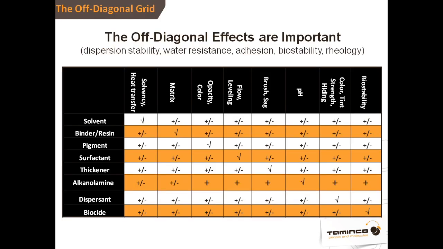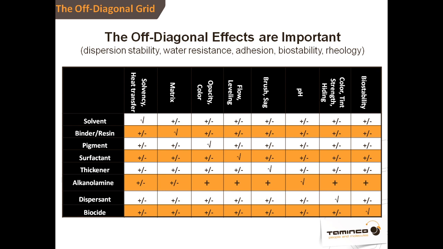So we'll start with this representation of the strategy, which is the off-diagonal grid, the off-diagonal matrix. Paint as sold is a complex multi-component formulation. It contains oftentimes more than 10 separate additives which are used for various reasons. And along the diagonal of this matrix, what you see is the primary reason that a given additive is used in a paint. Pretty much every additive that's formulated into a paint is added for one primary reason.